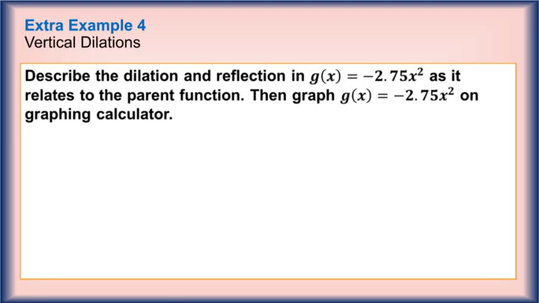Next, describe the dilation and reflection in g of x equaling -2.75x squared as it relates to the parent function. And then we're going to graph it on our graphing calculator. So there's no parentheses. This is a vertical change. And the absolute value of -2.75 is 2.75, which is greater than 1. So this is a vertical stretch.